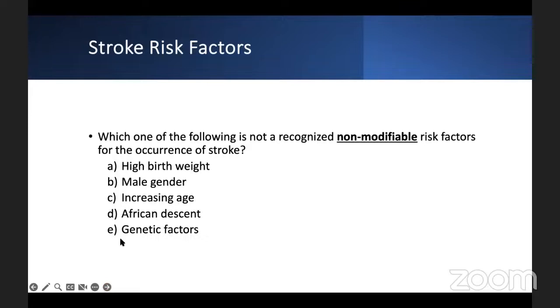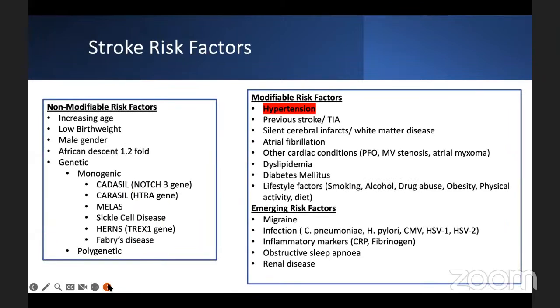Okay. All right, so it's high birth weight. Male gender and increasing age increase risk. So when we say risk factors, usually anything that increases somebody's chance of developing a stroke is called a risk factor. We have those that are modifiable, and those that are not modifiable. Those that are not modifiable, you can't do much about. But those that are modifiable are the ones that we tend to focus on.